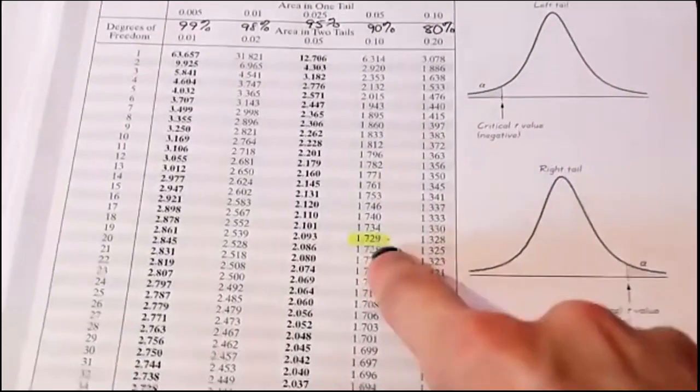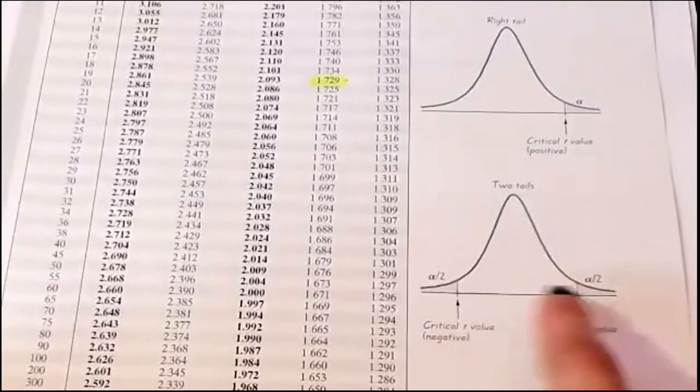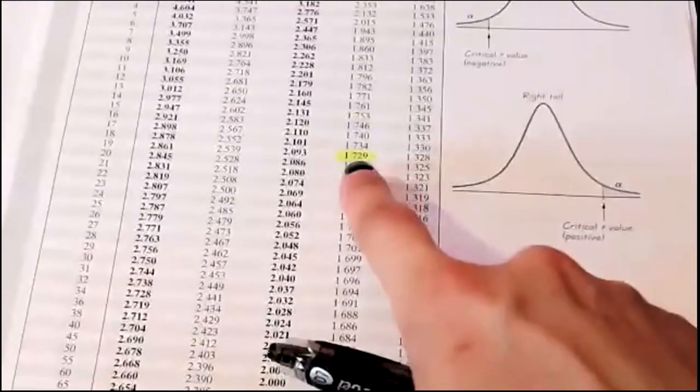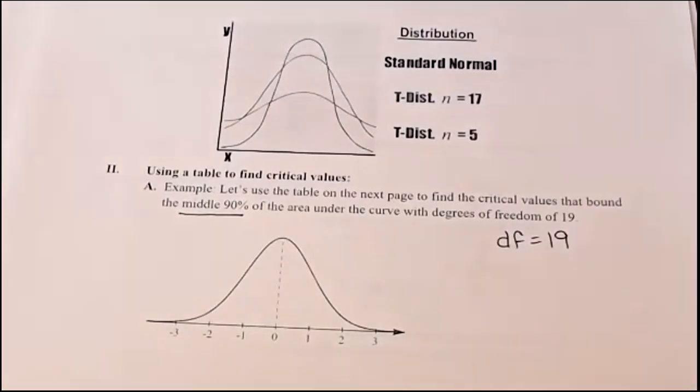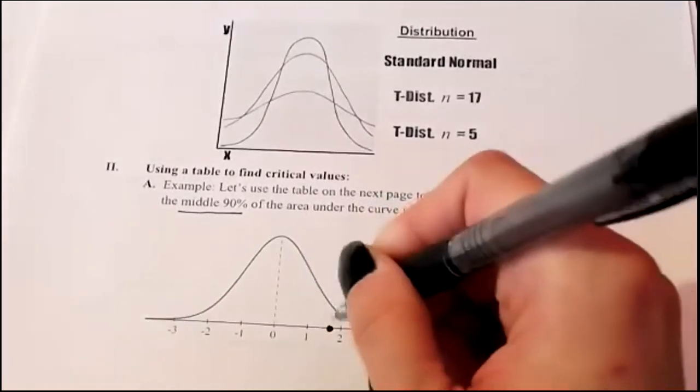So what we can do now is plot that critical value. Because it's the middle 90%, you're going to notice we'll have a positive and a negative of that same value, just like we did in unit 6. 1.729, that's approximately here.